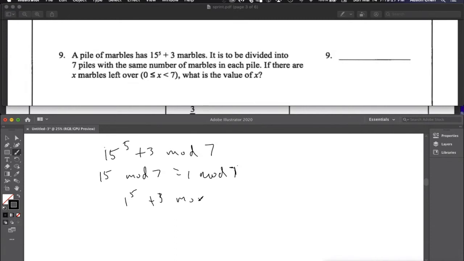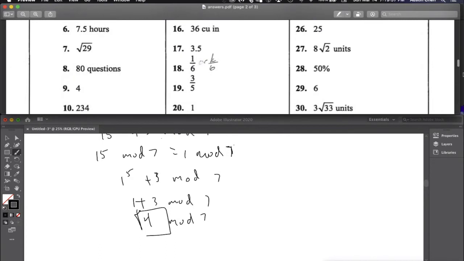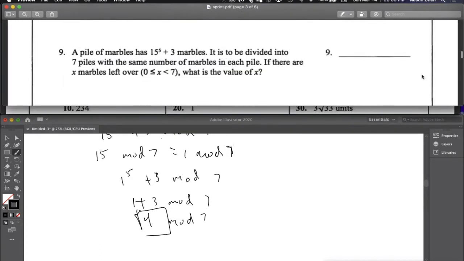So then our expression becomes 1 to the 5th plus 3 mod 7. This is going to be 1 plus 3 mod 7, which is 4 mod 7. So this is going to be our answer, right? It also says x has to be between 0 and 7. That's basically just saying it wants your least mod. And we can see that is our answer. Okay.